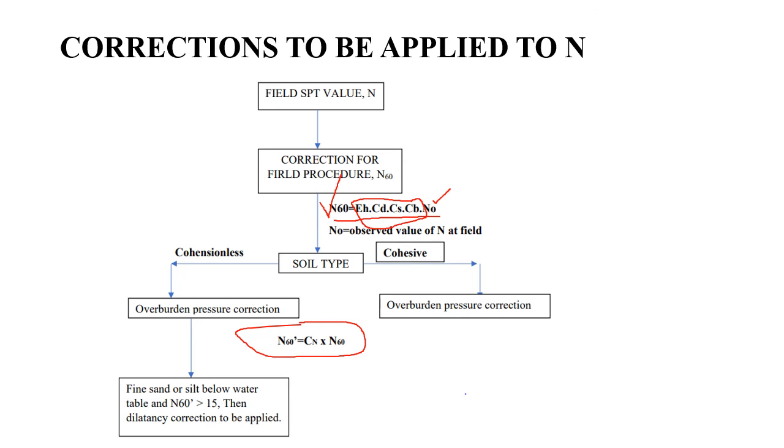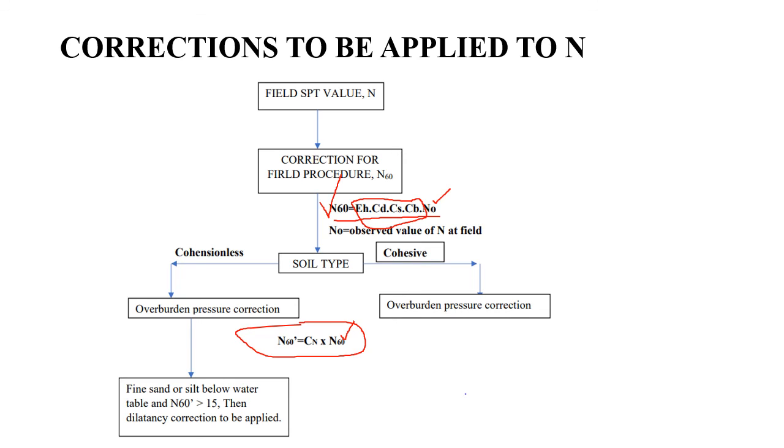We know that the overburden pressure correction equation is: you find a correction factor for overburden pressure, CN, multiplied by N60. This N60 is the one you found in the preceding step, by applying all the other correction factors to the observed N value. The correction factor for overburden pressure into the N60 found in this step gives you N60 dash, which is the N value corrected for overburden pressure.